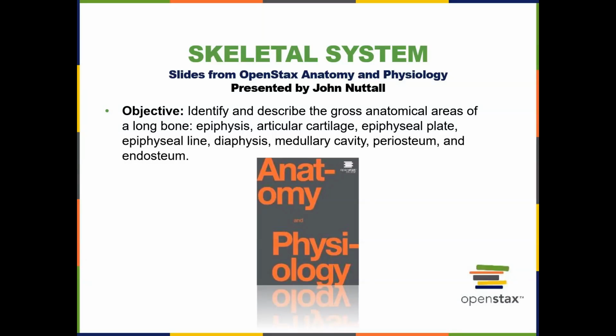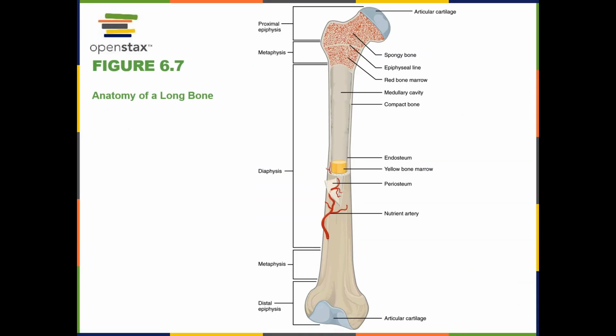In this video, you'll learn about the anatomy of long bones, including the epiphyses, articular cartilage, epiphyseal plate, the epiphyseal line, the diaphysis, medullary cavity, periosteum, and endosteum. Here we can see the structure of a long bone.